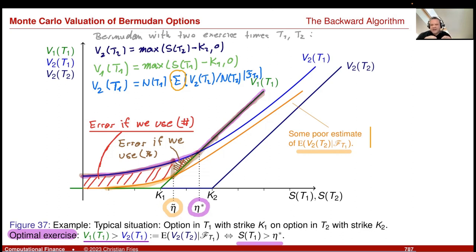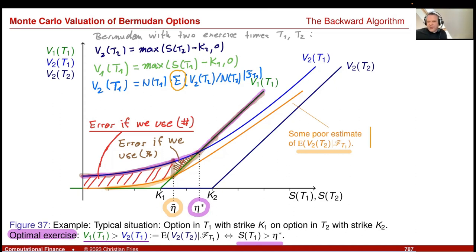So this means the first order change in changing the exercise decision is zero. It doesn't make a big change, only a small change. But choosing the approximation also in the value will get you a first order error. So it will completely expose you to this approximation error.